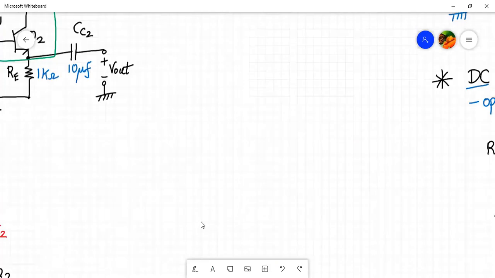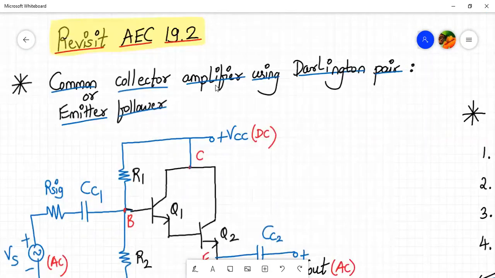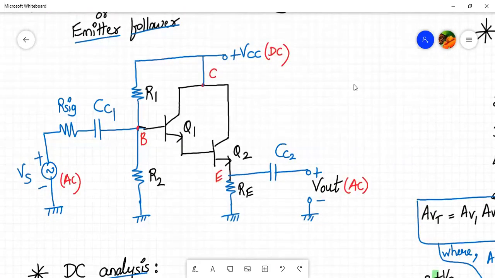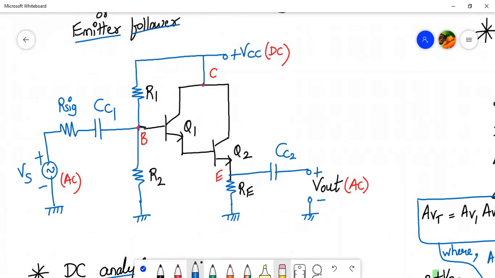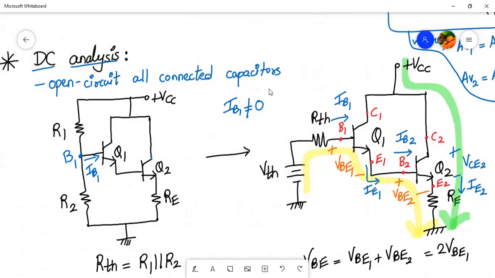Now, let's revisit the last lecture, that is 19.2, the emitter follower amplifier using Darlington pair. This was the amplifier given. Remember, in this case, the value of R6 is present. So we have to modify the formula accordingly, whether it's an AC or DC analysis, because we don't have R6 in our numerical. Fine. So we did the DC analysis. This is a revision. We have already done this. You all can refer to the previous lecture.